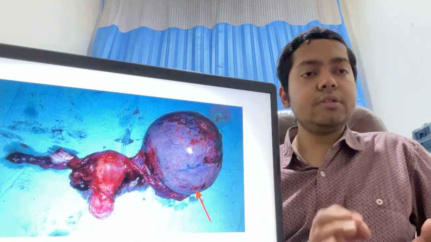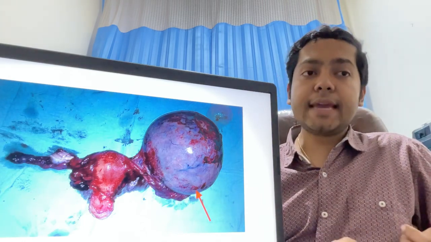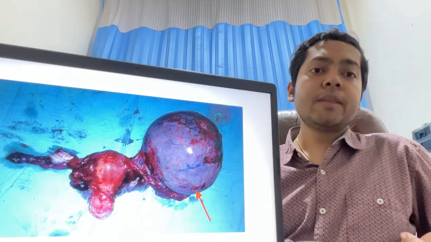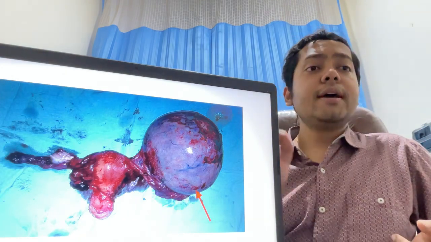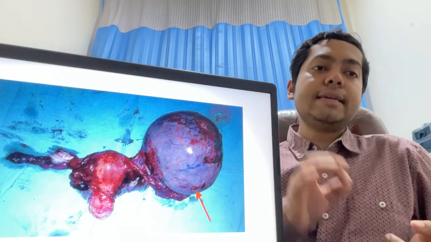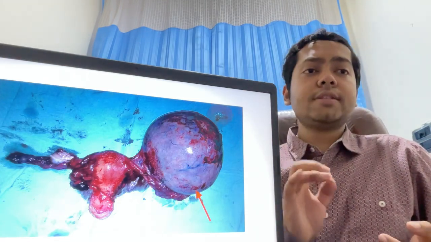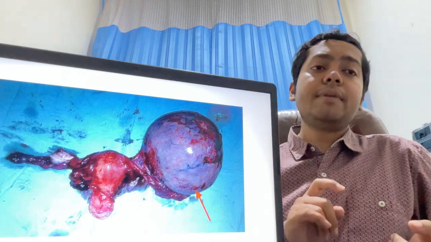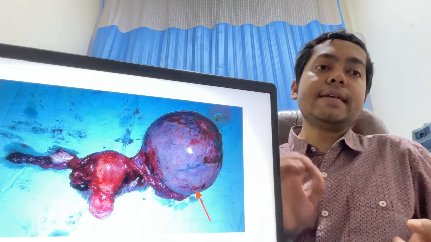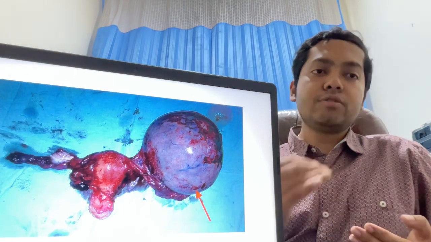Okay, the next question that will be asked: what is the role of CT scan? Do you get a CT scan or an MRI? So always remember, the investigation of choice for ovarian malignancy is CT scan, whereas the investigation of choice for carcinoma endometrium and carcinoma cervix is MRI, because MRI will tell about the soft tissue involvement.